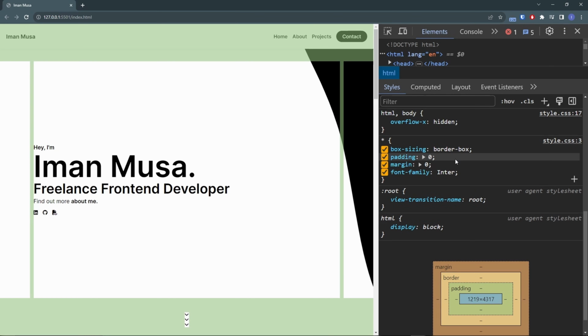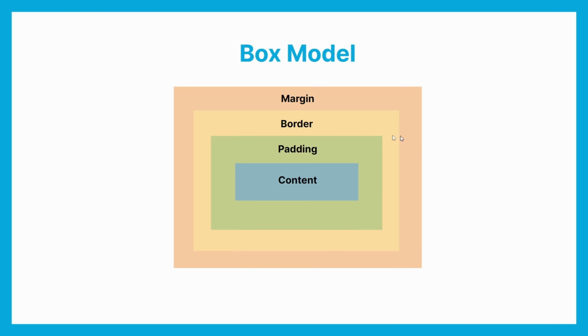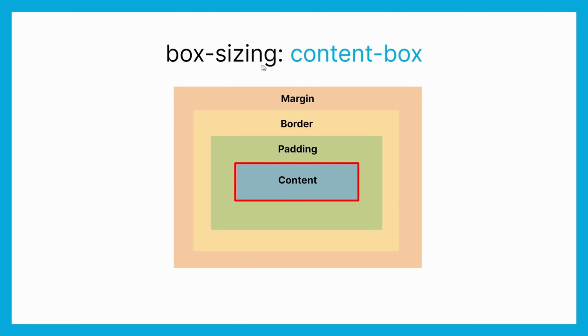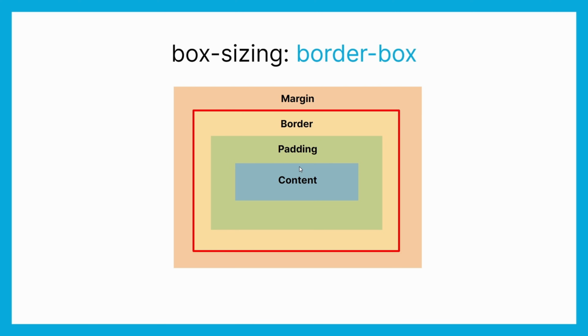And that's pretty much it with the box model. Every element is made up of these 4 different layers, so content, padding, border, and margin, and those make up the box model. By default, they have a box sizing of content box, which does not take into account the padding and the border in the width and height of the element. So we use box sizing border box, so we have an easier time styling our elements.